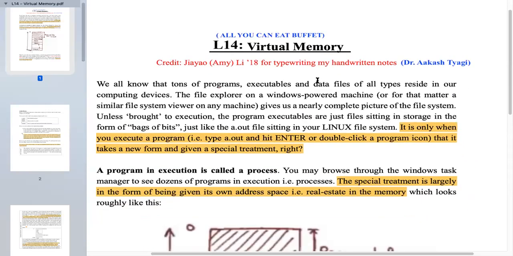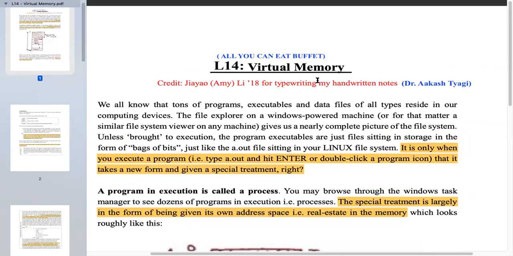Now, what we like to call virtual memory is all you can eat buffet. It's the same concept as a buffet. If you have gone for a buffet, what does the restaurant guarantee? It guarantees that we are going to serve all our customers unlimited food and the food will never run out.